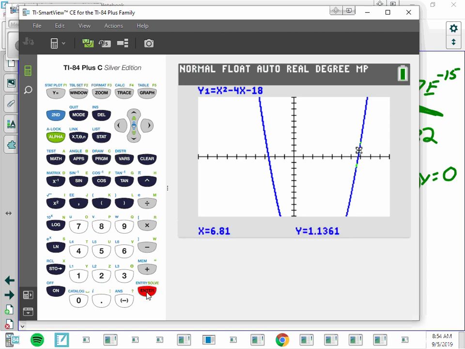Oh, was it? Sorry. 6.6. Here we go. 6.7. Oh, that's really close. I'm tired of playing this game, right? We could do this for half an hour before we got all zeros. So instead, we're going to ask the calculator, what is the answer?